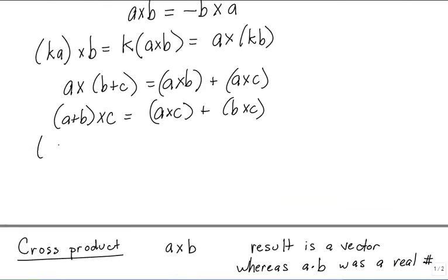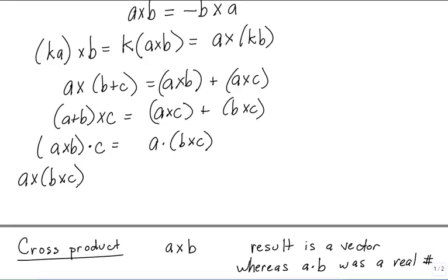If you combine this with the dot product, it's the same as just dotting A with B cross C. And if you do A cross B cross C, you get A dot C times B minus A dot B times C.